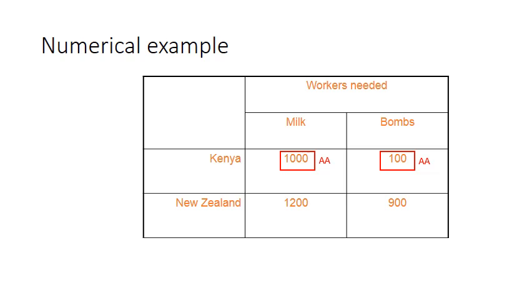If we want to think about comparative advantage, we need to compare the opportunity costs. So we need to work those out first of all. The opportunity cost of Kenya producing a unit of milk, well, the 1,000 workers that it takes them to produce milk could have produced 10 bombs, because it would have been 100 workers needed for each bomb. 1,000 workers would mean they could have produced 10 bombs. So they've given up 10 bombs by choosing to produce a unit of milk.